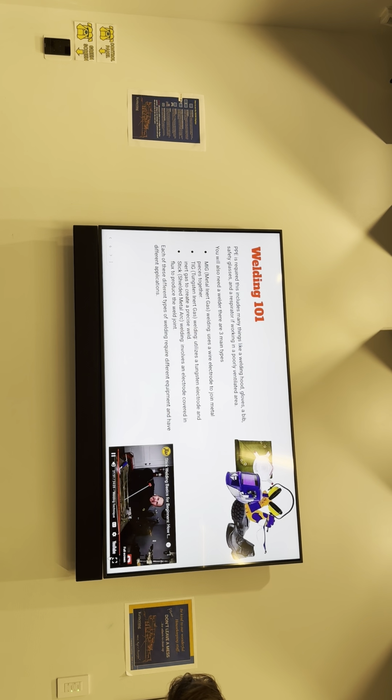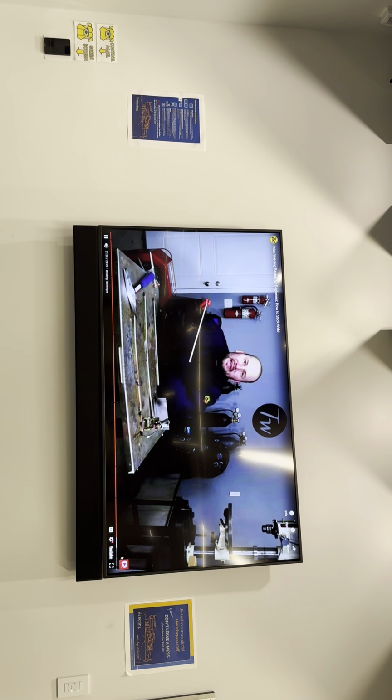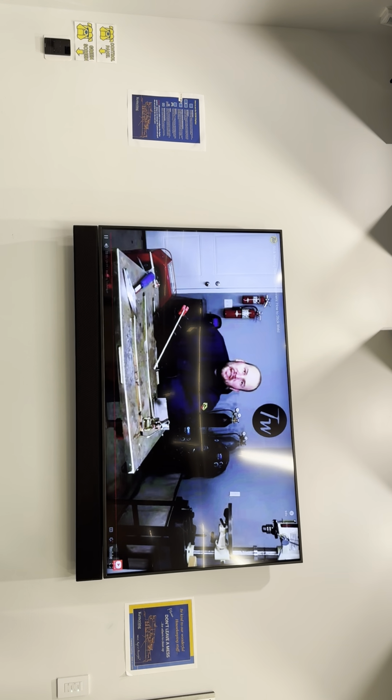It's a smooth, steady movement along there, and you'll want to maintain a consistent travel speed, or the speed that you're moving along your plate, and that'll give you a nice bead. So these are the different styles of welding.